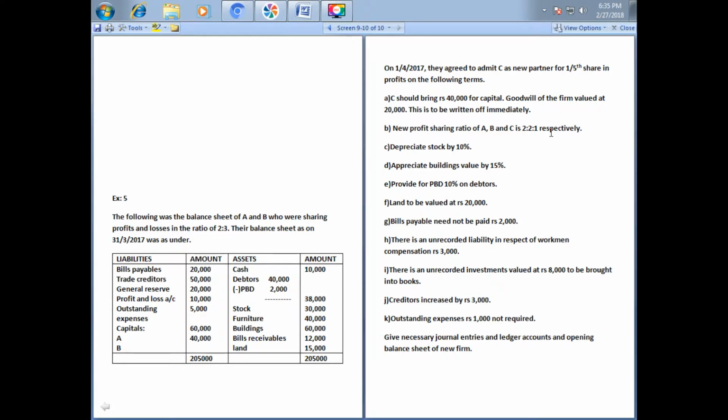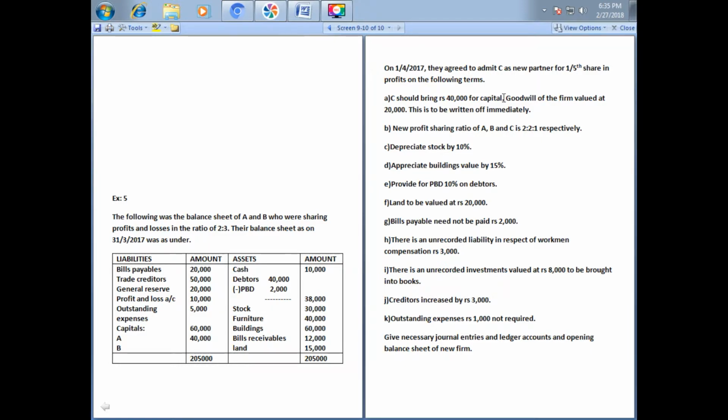Next problem is example 5. Here see adjustment number A. C should bring 40,000 for capital. Goodwill of the firm is valued at 20,000. This is to be written off immediately. So what is the new point? C is not bringing goodwill. He is bringing only capital.